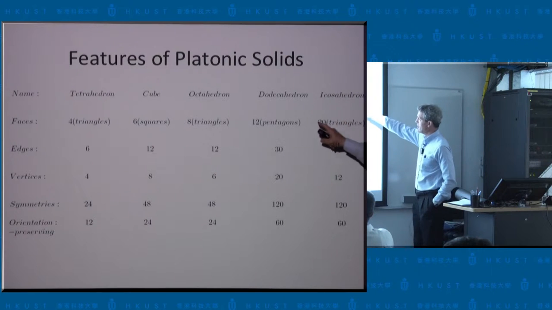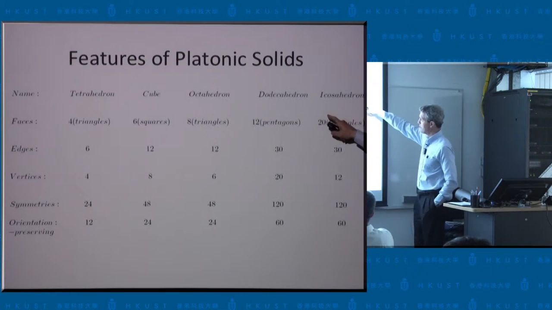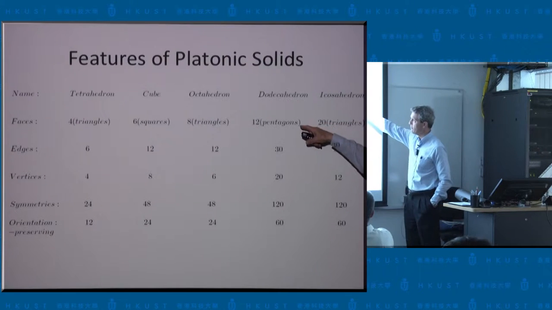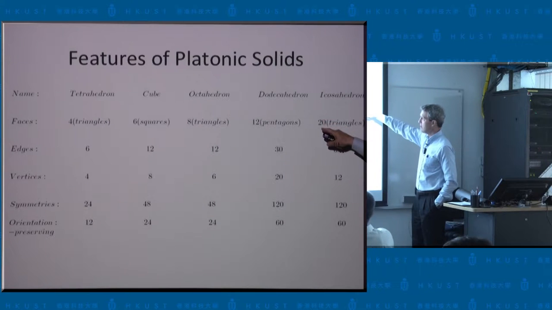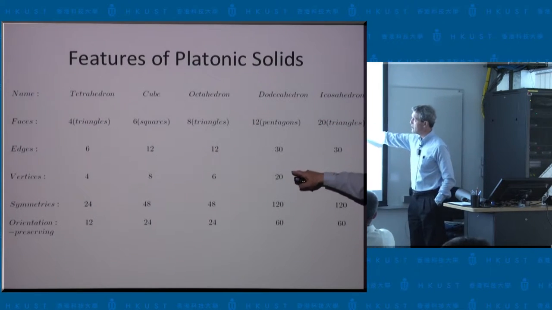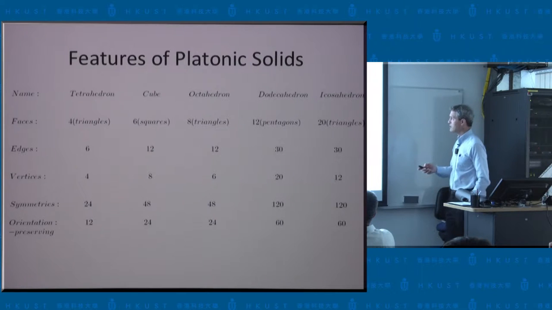Notice that for the dodecahedron and the icosahedron, you have the same numbers of faces, edges, and vertices, but in the opposite order. So there's 12 faces for the dodecahedron and 12 vertices for the icosahedron, and 20 vertices for the dodecahedron and 20 faces for the icosahedron, and 30 edges for each.